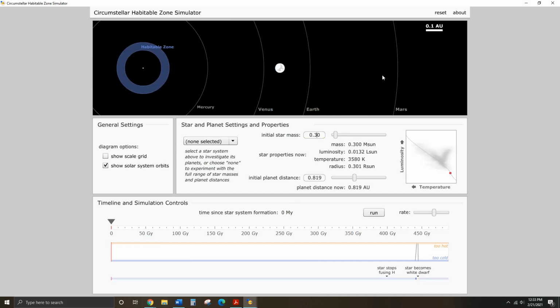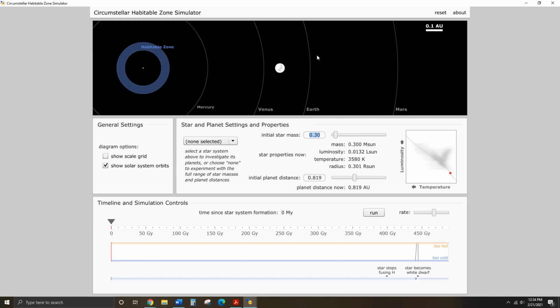Well, very clearly, you'll notice an intuitive observation we can make here. Think about it. I just changed this to 0.3, 30% the mass of the sun, and the CHZ is way over here, way closer than that of Earth's orbit. Why would that be?